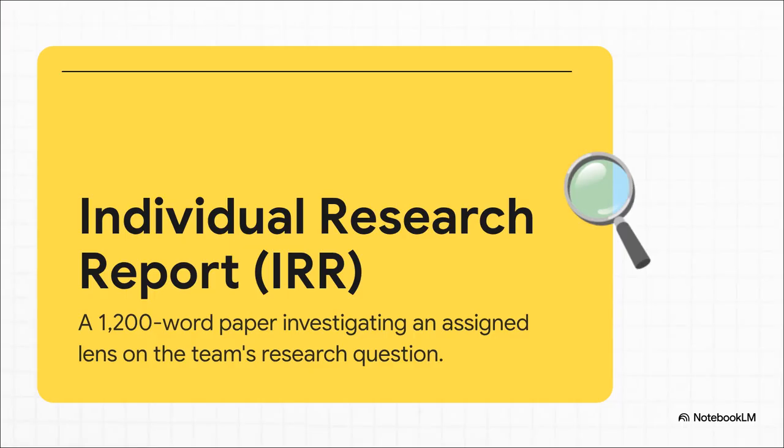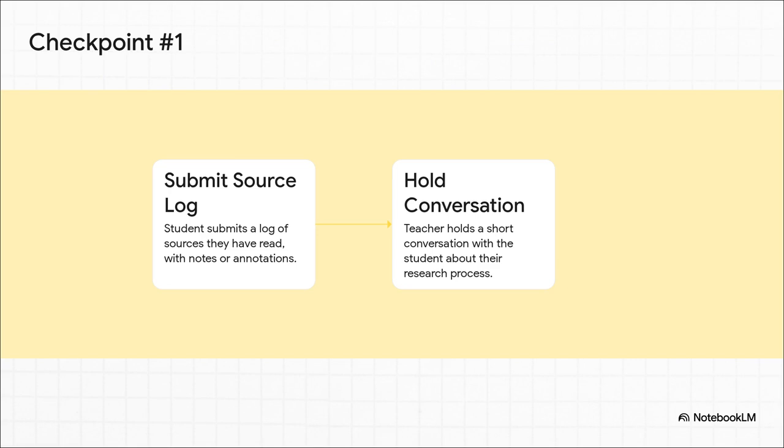The IRR is essentially a 1,200-word deep dive. Each student picks up a specific lens, economic, ethical, historical, whatever fits, and they apply it to their team's big research question. Their job is to dig in, research like crazy, and build a solid argument from that unique point of view. Now listen up, because this is a really big change this year.